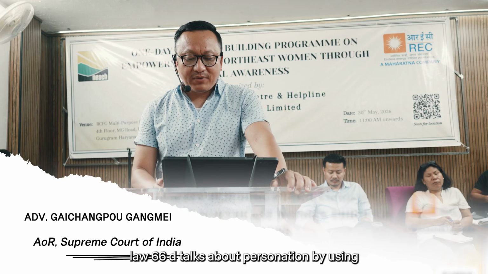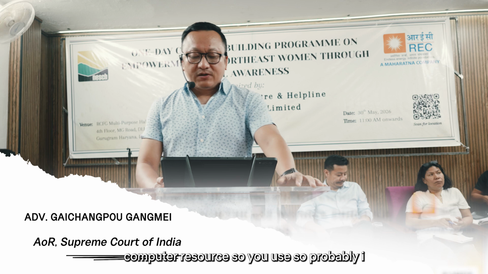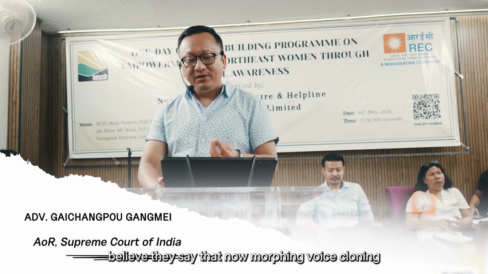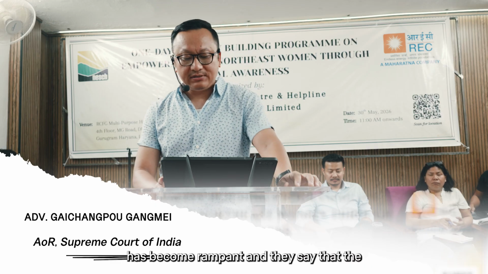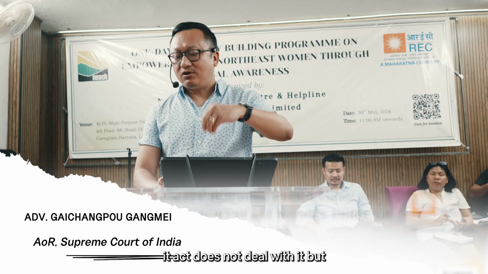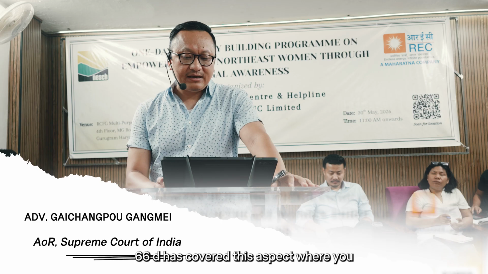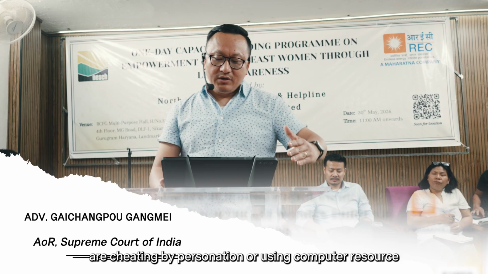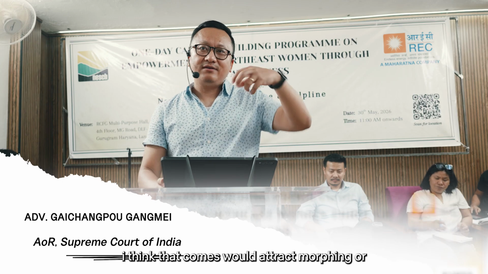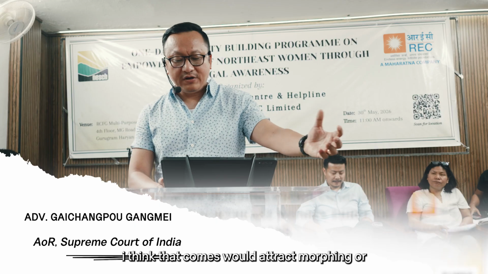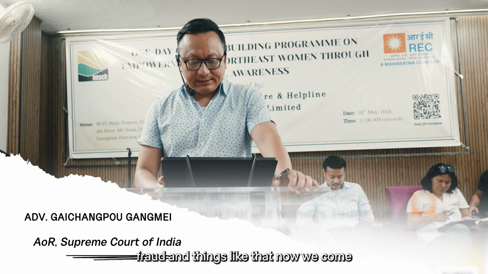66D talks about cheating by personation by using a computer resource. So probably, I believe, they say that now morphing and voice cloning have become rampant, and they say that the IT Act does not deal with it. But I feel that the IT Act under 66D has covered this aspect, where you are being cheated by personation or using a computer resource. I think that would attract morphing or voice cloning as well. And of course, online fraud and things like that.